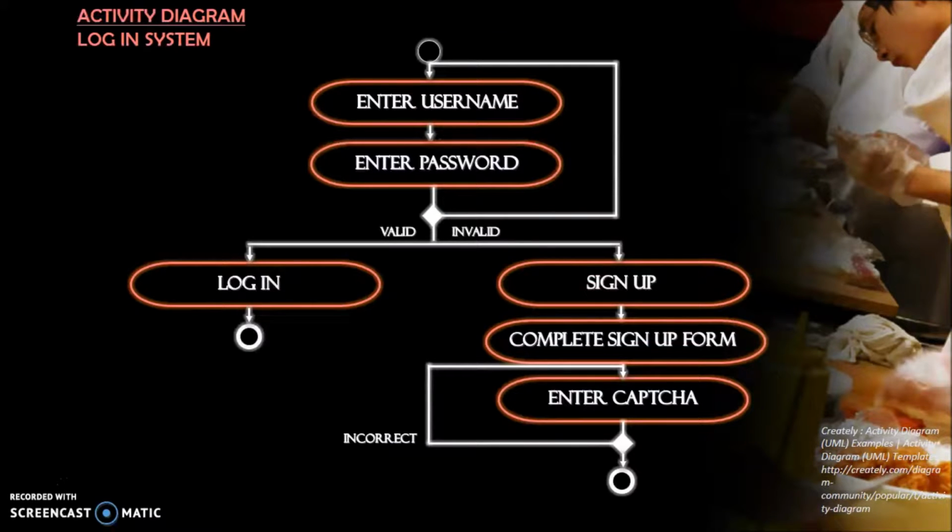So this is the activity diagram. Firstly, they will enter the username. Next, enter the password. If it is valid, then they will log into the system. If it is invalid, they need to sign up, complete the sign up form, and enter the CAPTCHA. If the CAPTCHA is incorrect, they will repeat the step until the CAPTCHA is correct. Then only they will finish the sign up form. Sign up.